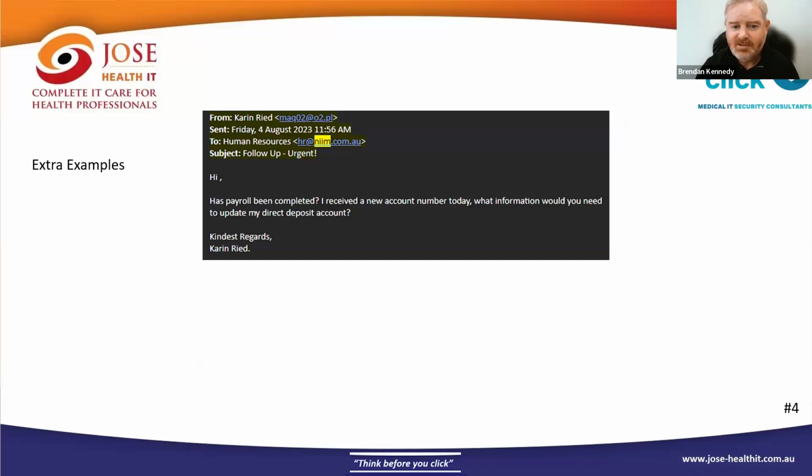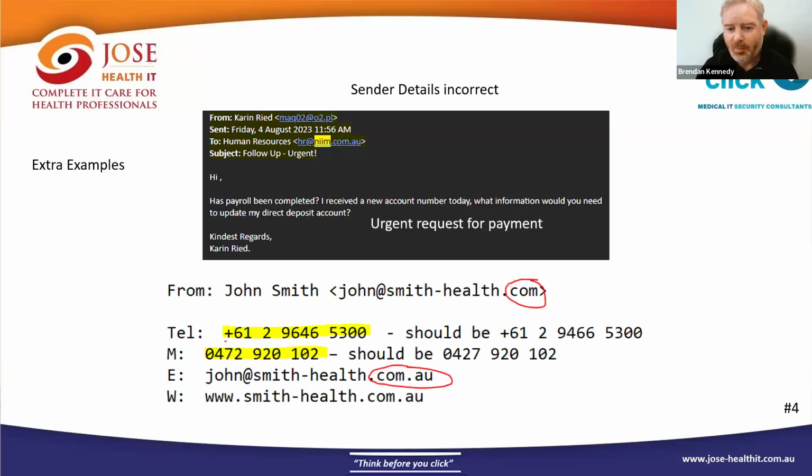Again, in other instances, people are just requesting updated bank details. You should always look. The sender details in this instance are incorrect. It's from some random address overseas. There's an urgent request for payment, and in other instances they'll change the phone number or they'll change the email address ever so slightly so it looks correct. But in this instance, the email is from a .com when it should be from a .com.au, and the phone numbers have been manipulated, so the numbers have been flipped around. There's always something there that might just grab your attention.